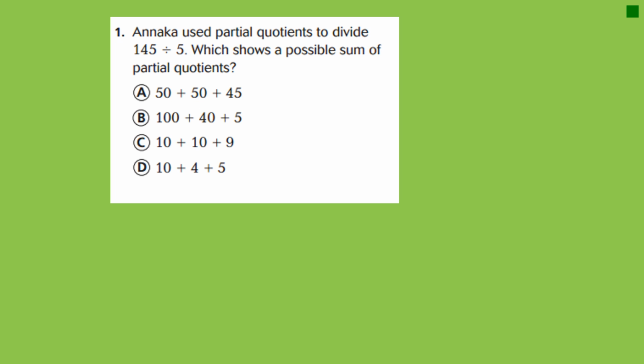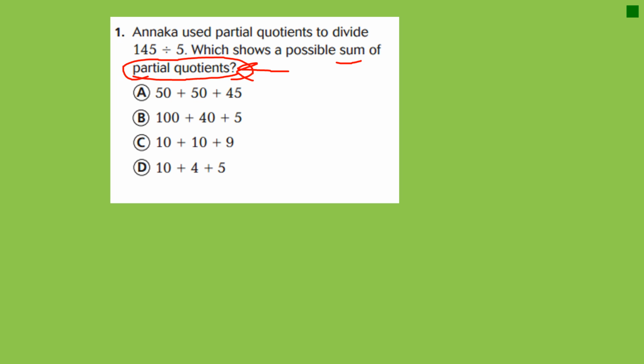Okay? So I'm going to say Annika. Annika used partial quotients to divide 145 divided by 5, which shows a possible sum of partial quotients. What's sum? Sum is the answer to addition. And then the partial, so we have to look for something that the numbers will add up to the actual quotient. They're showing parts of the quotient.